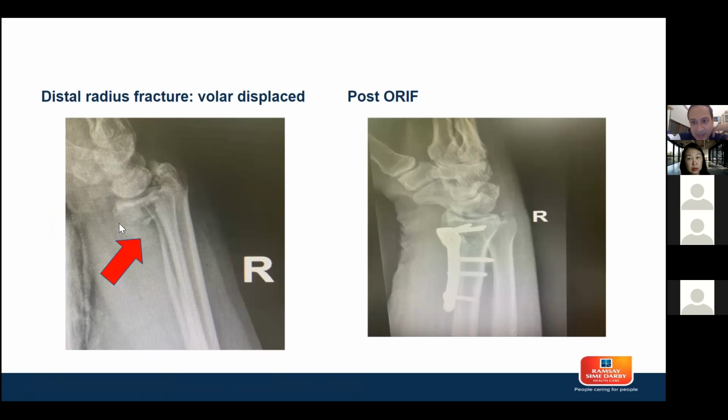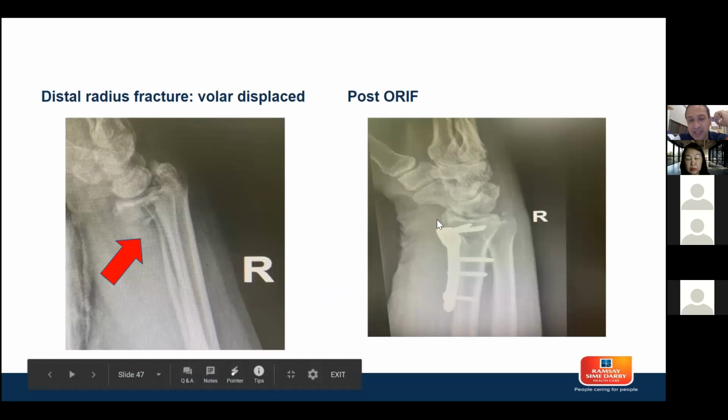So some of you may ask, why is this fixed? Why don't we just pull it and put him in a cast? You can pull it back, put a cast, probably okay, because it's extra-articular. It's not involving the joint so much. Doesn't look that bad. The problem with this patient is he also had a femur fracture.